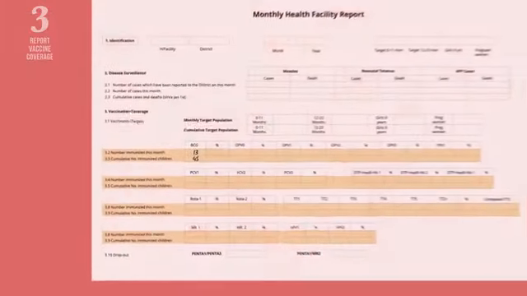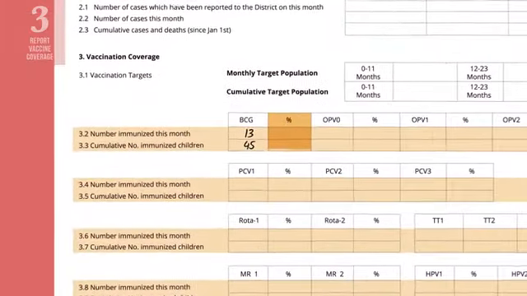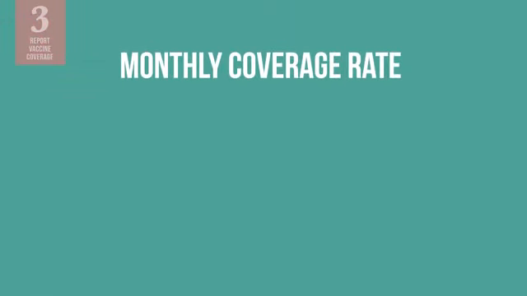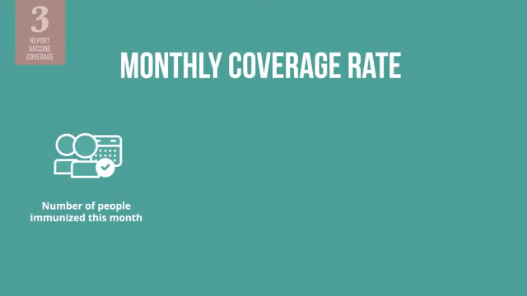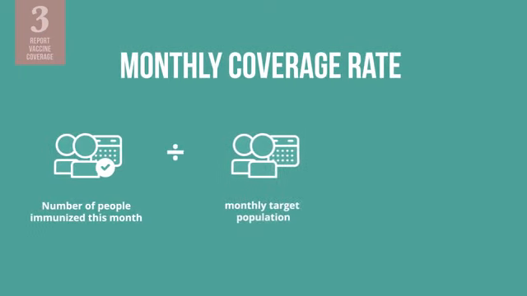Beside each of these numbers, calculate the coverage rate. To find the monthly coverage rate for any dose of any vaccine, take the number of people immunized this month and divide it by the monthly target population. Multiply the total by 100, and that is your coverage rate.